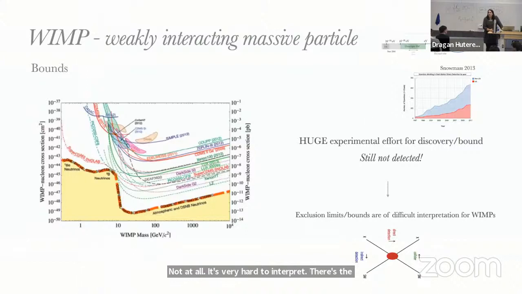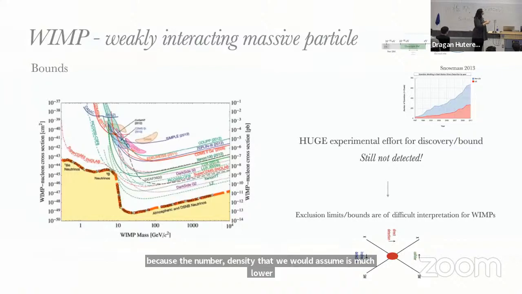Yes. What's the main reason for the loss of sensitivity at higher mass ranges in these experiments? Is it because the number density that we would assume is much lower? At higher mass ranges, the sensitivity of the experiment seems to worsen.